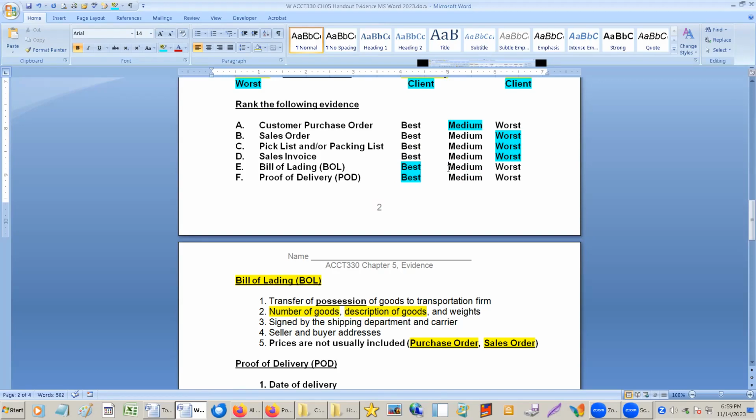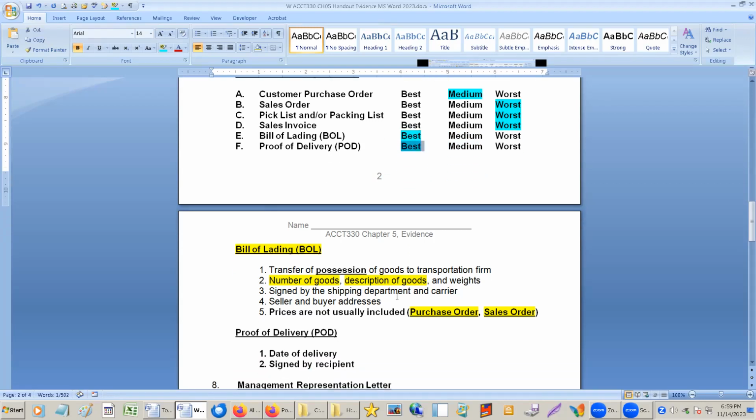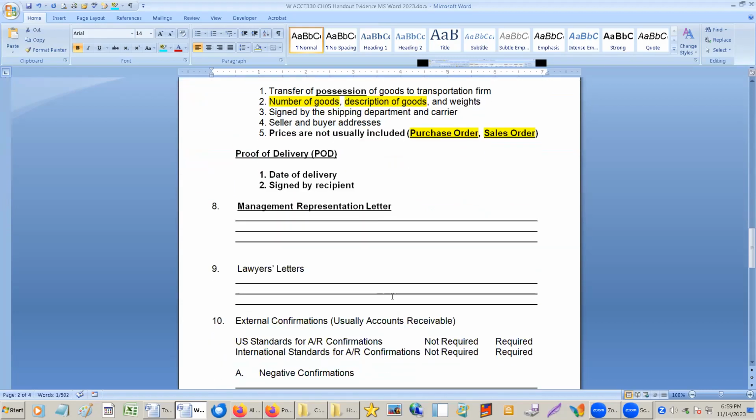So it could definitely be moved up. If you're just looking at it from the client's bill of lading, it'd be medium, but it could also be the best if you go right through the shipper. It's easy to do.